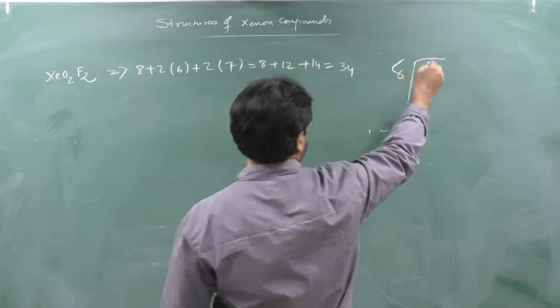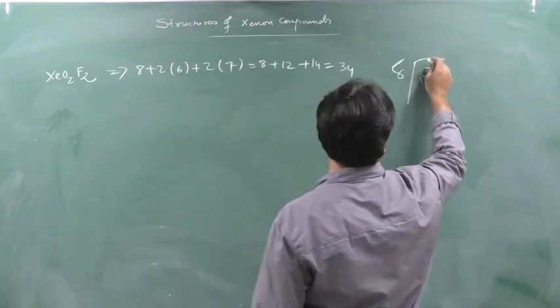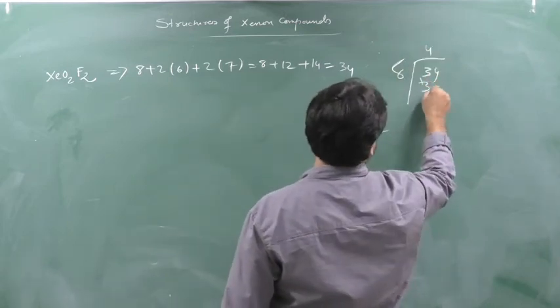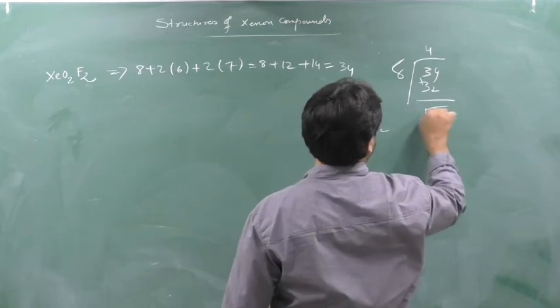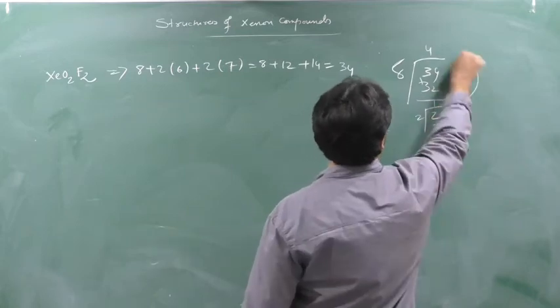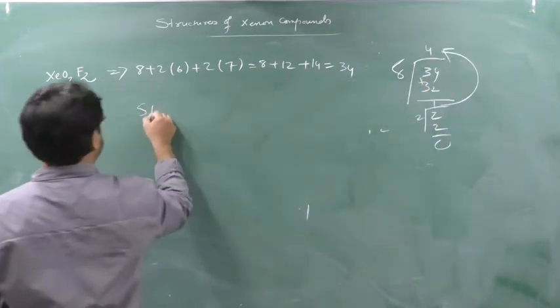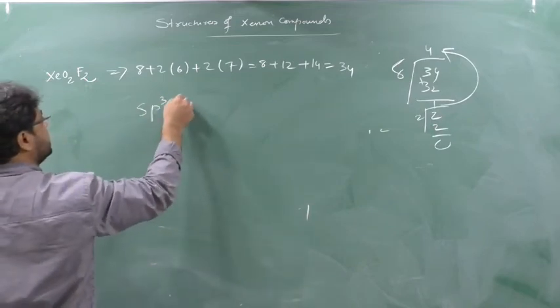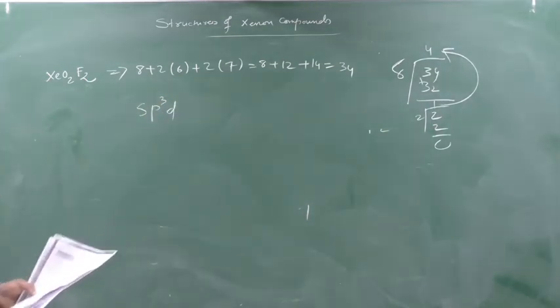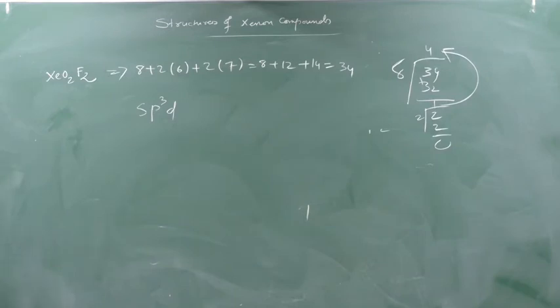Here 8 will come. 8 4s are 32. 4 minus 2, 2. And 2 1s are 2. 0. 4 plus 1, 5. 5 means what? sp3d. Yes or no? That's it. So sp3d means what?